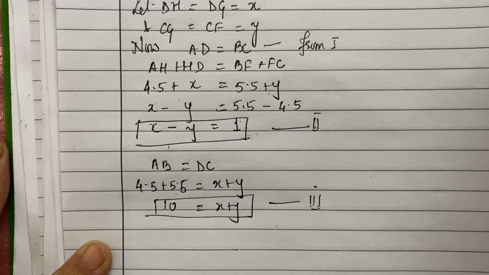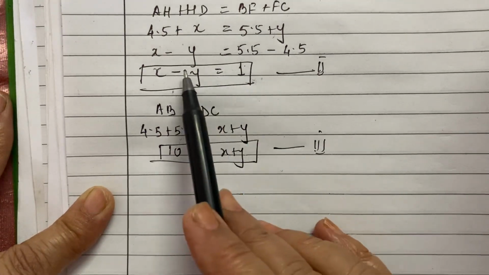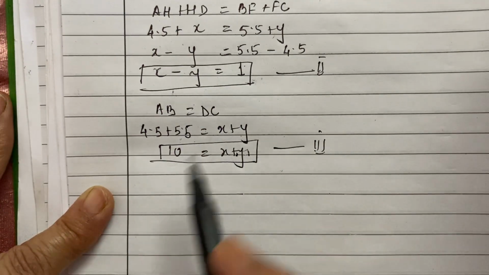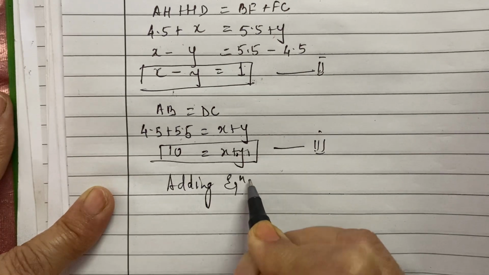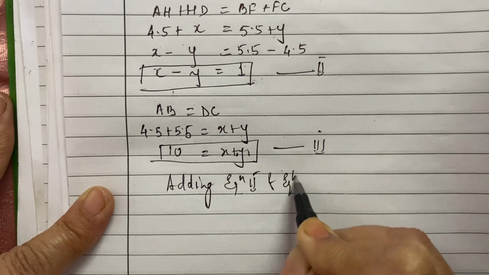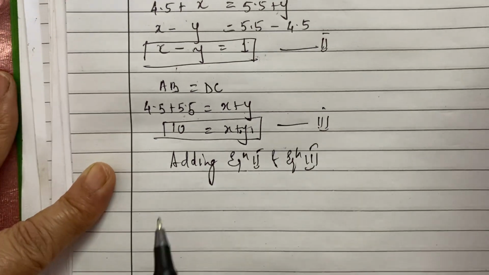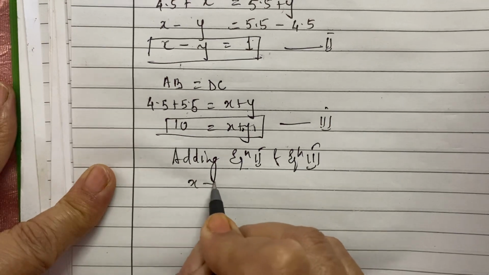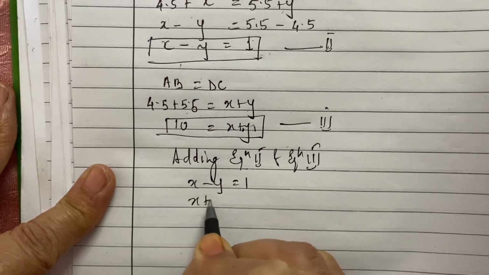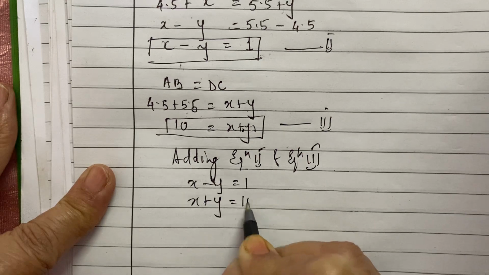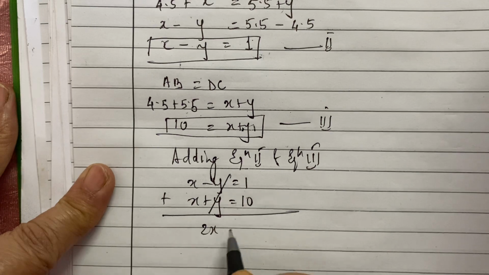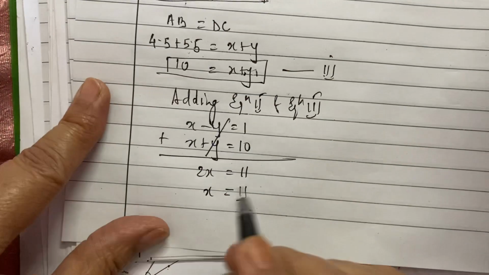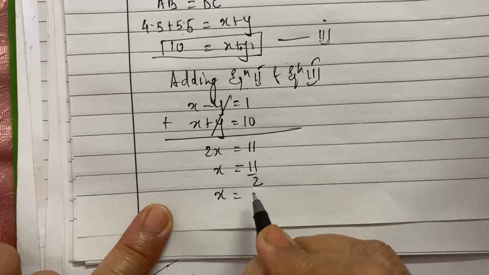Now let us add the two equations. We have opposite signs for Y, so let us add equation 2 and equation 3. So what do we get when we add 2 and 3? X minus Y is 1 and X plus Y is equal to 10. So your Y gets cancelled because you are adding the two equations. So 2X will be equal to 11. X will be 11 upon 2. So your X will be equal to how much? 5.5.